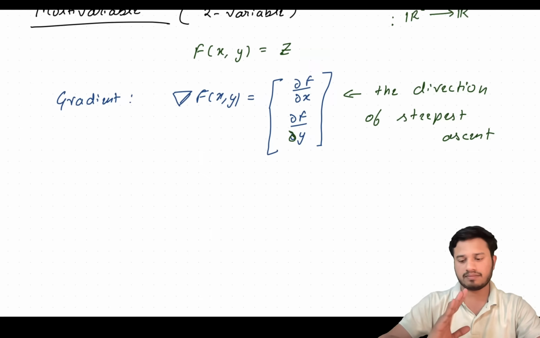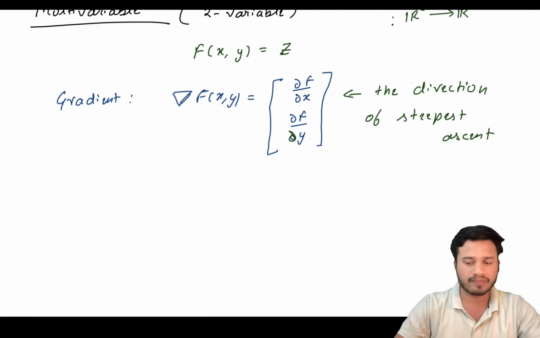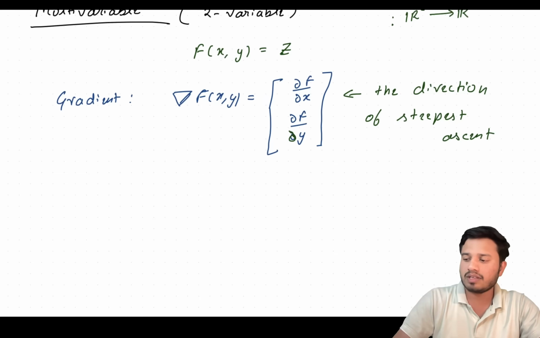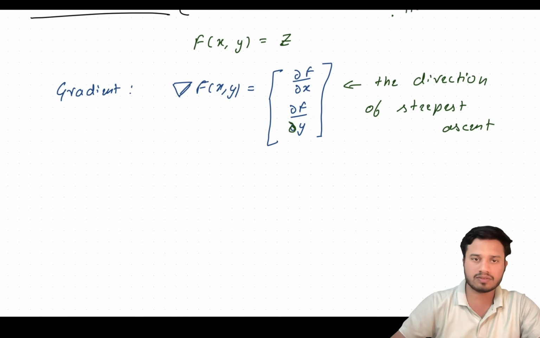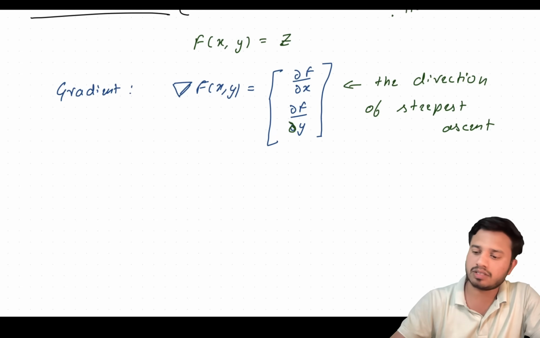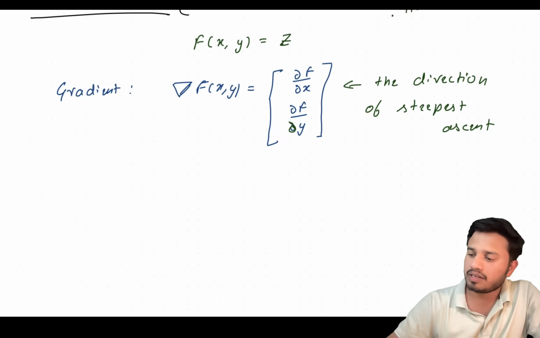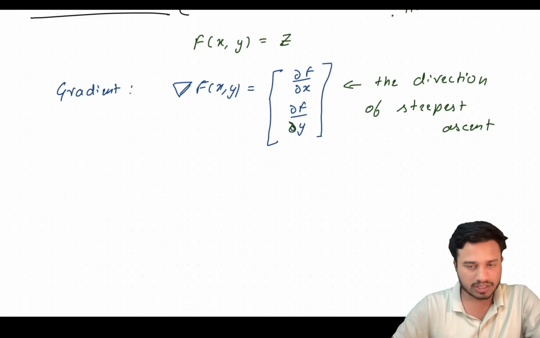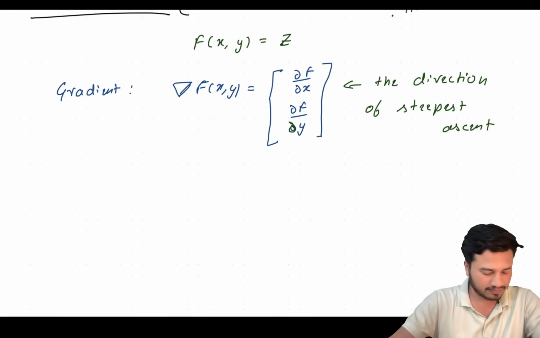It will point to where the ascent is the greatest. Okay. The opposite of it will be the steepest descent. So just put the negative of the gradient and you will get the descent. So for the direction of steepest ascent, you have to remember what the gradient is.